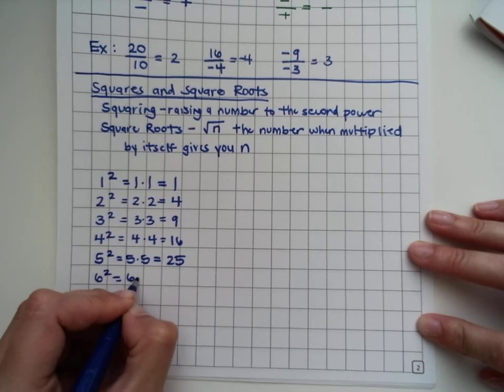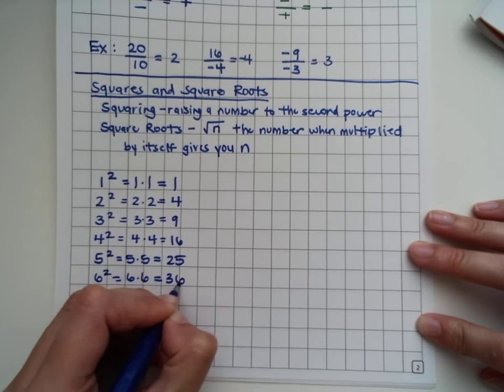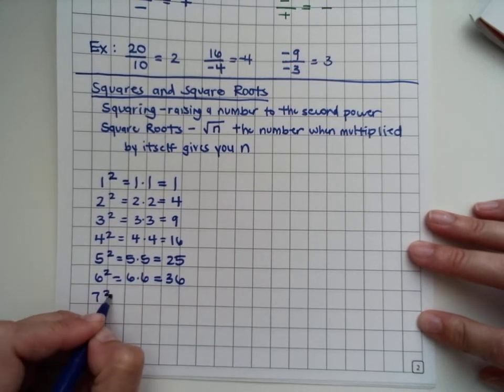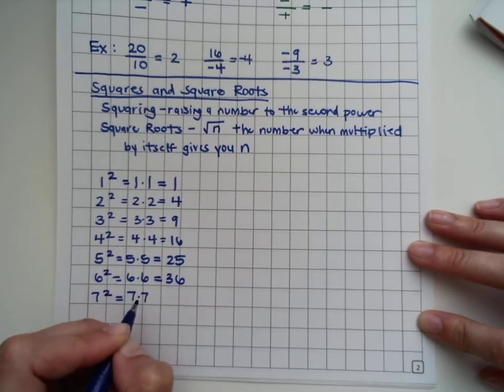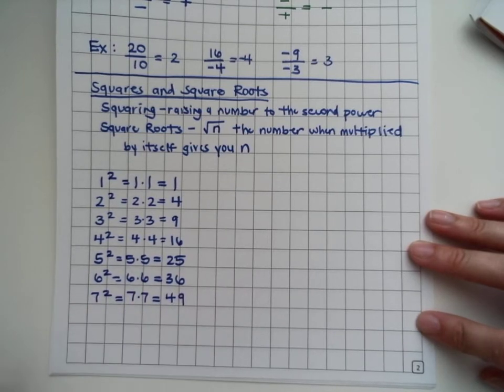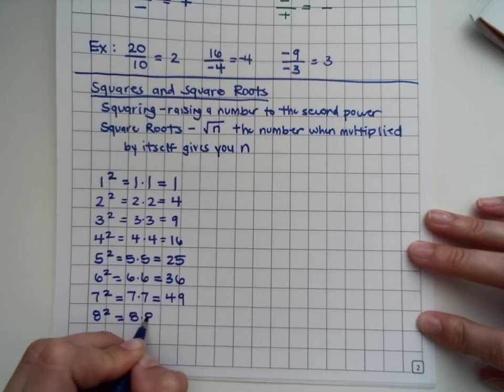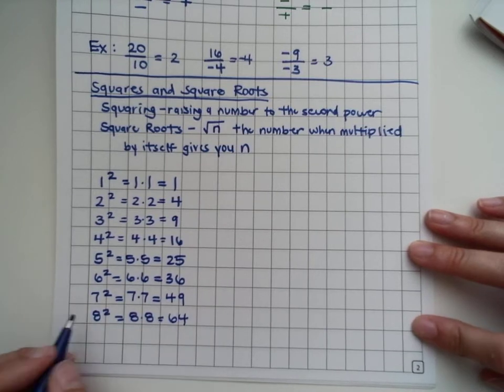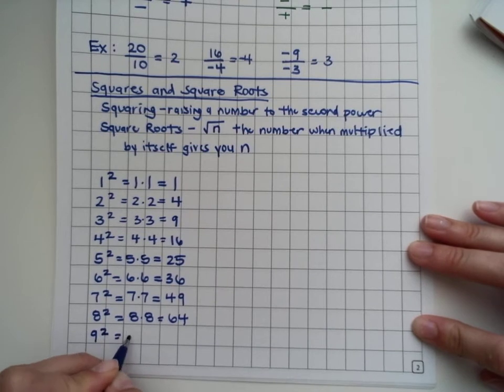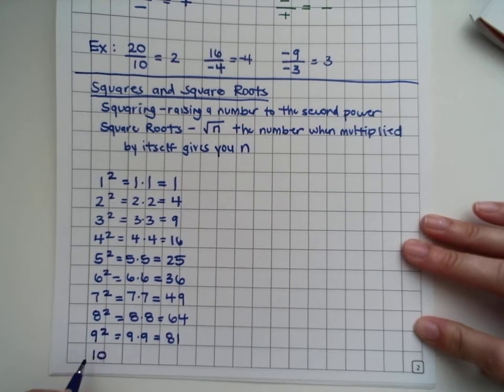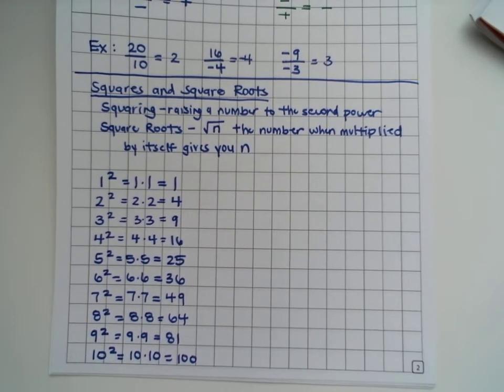6 squared, that's 6 times 6, which is 36. 7 squared is 7 times 7, which is 49. 8 squared, that's 8 times 8, which is 64. 9 squared, that's 9 times 9, which is 81. And we'll go up to 10. 10 squared is 10 times 10, which gives us 100.